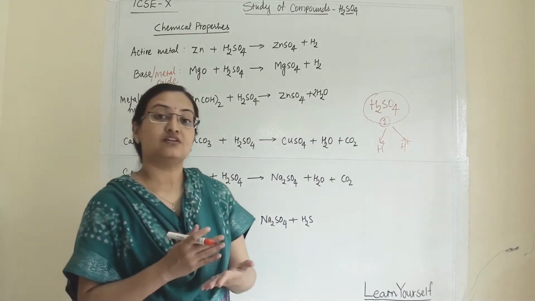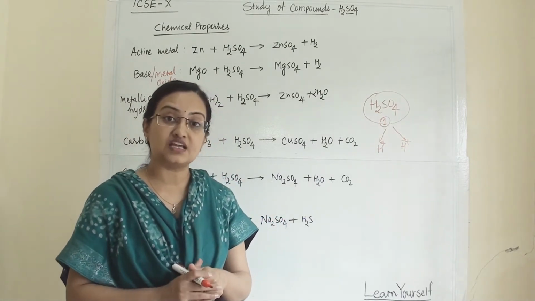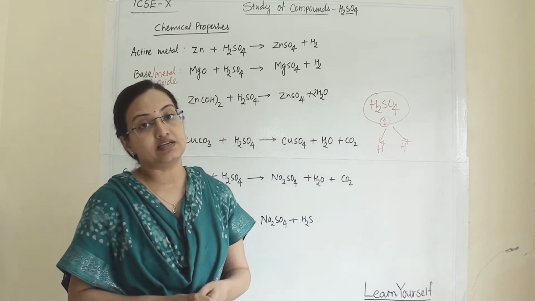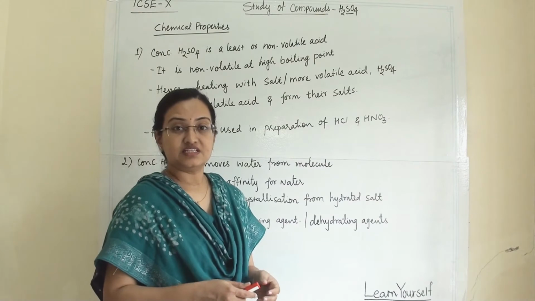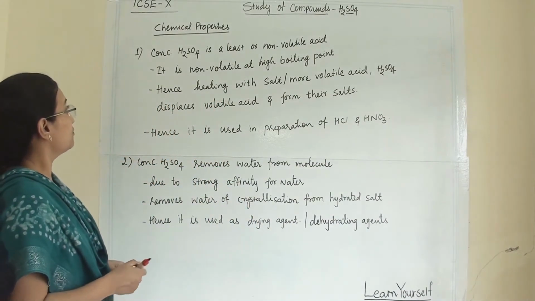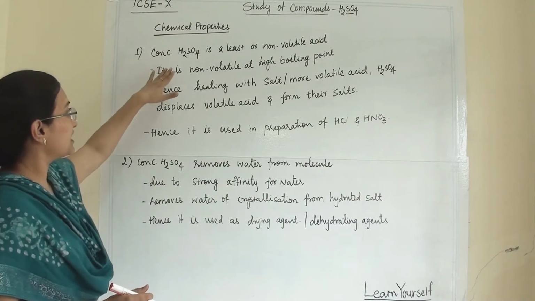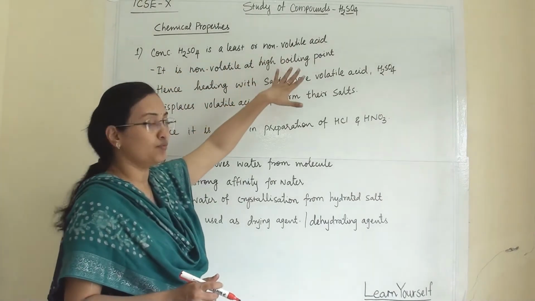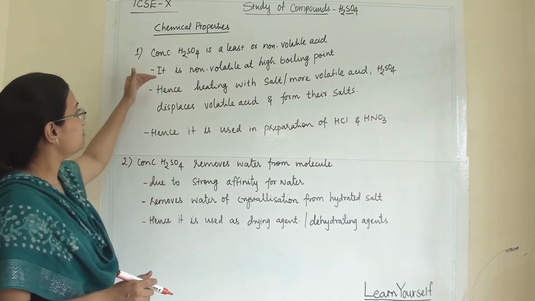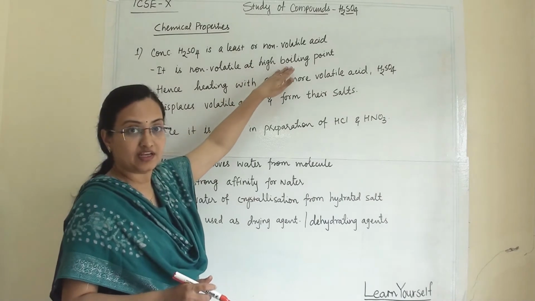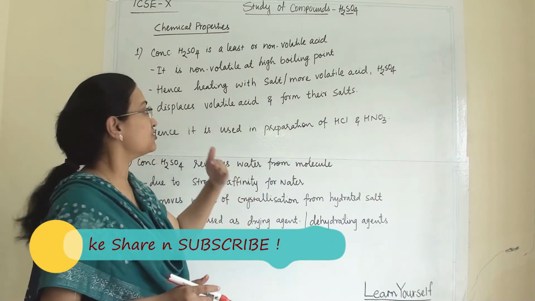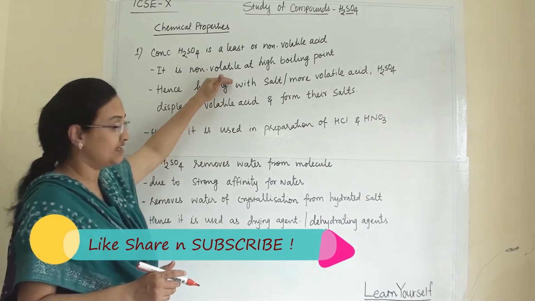Along with this, sulfuric acid is a strong oxidizing agent. It is the only acid which is non-volatile in nature. Two other reasons related to the chemical properties of sulfuric acid: first, concentrated sulfuric acid is a least volatile, non-volatile acid. What is its action? It is non-volatile at high boiling point. Even when the reaction mixture's temperature is high, it is non-volatile in nature.